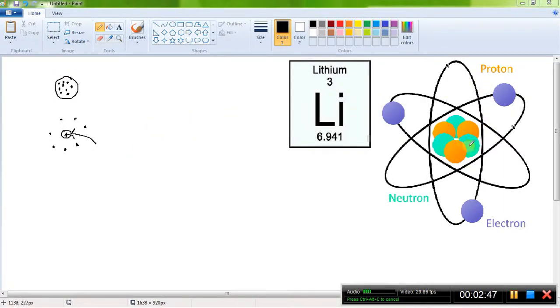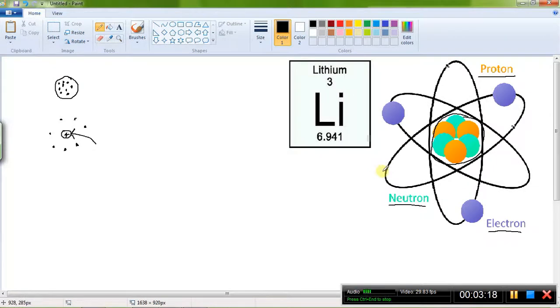And over here you can see, here's a model of an atom. This is a lithium atom specifically. The orange balls here are the protons, green are the neutrons, and then the purple ones around the outside of the nucleus are the electrons. So this would be the nucleus right here. The neutrons and the protons would be inside the nucleus.